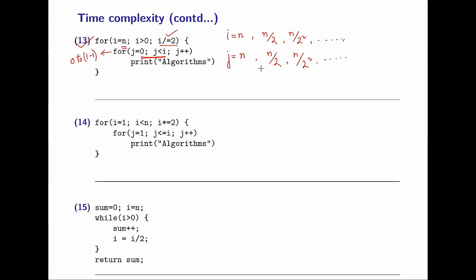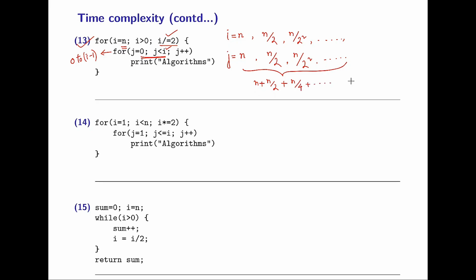Here we are going to find out how many times j is going to execute, because the increment of i is not linear and j is depending on i. Here you see j is dependent on i. Okay, so here it is n plus n by 2 plus n by 4 plus, like that it is going to go.